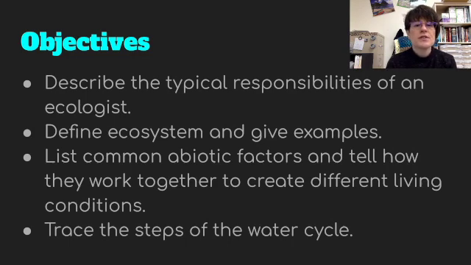So our objectives were to describe the typical responsibilities of an ecologist, define ecosystem and give examples, list common abiotic factors and tell how they work together to create different living conditions, and trace the steps of the water cycle.